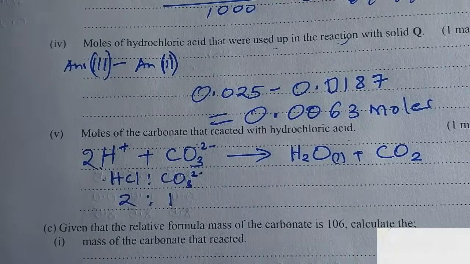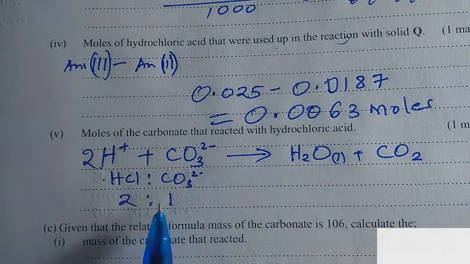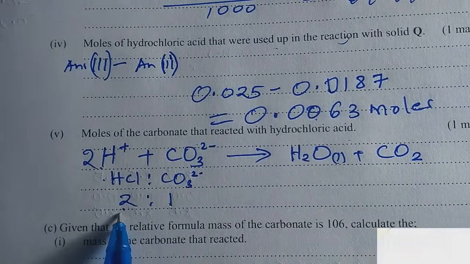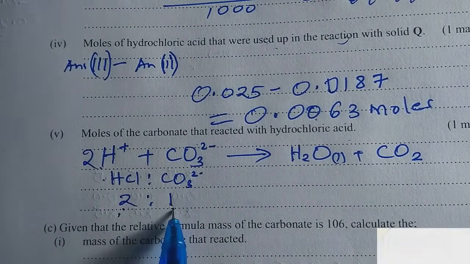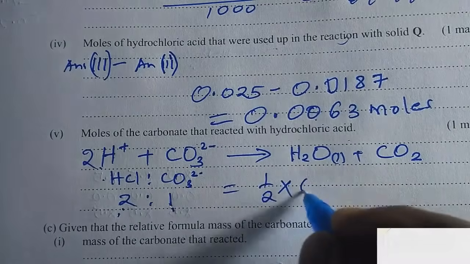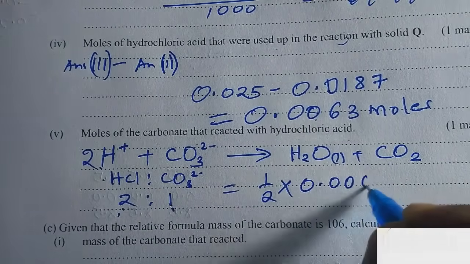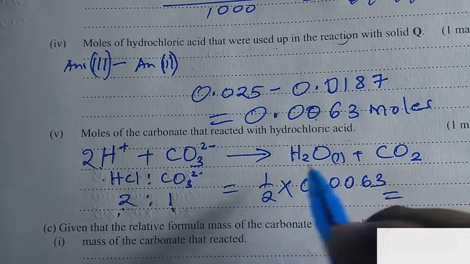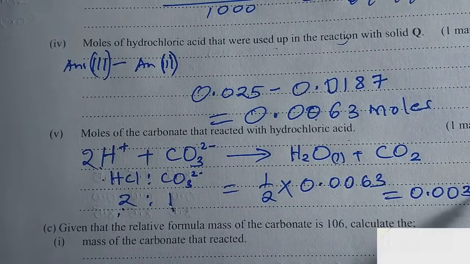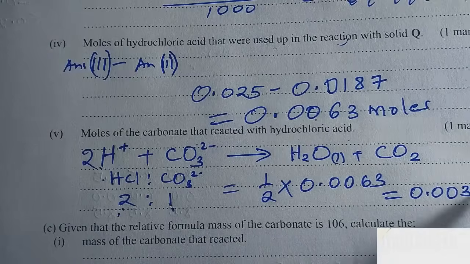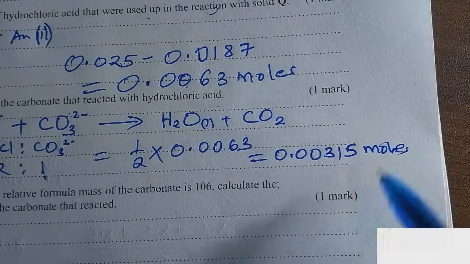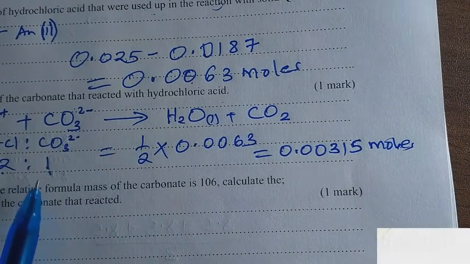Therefore, if the number of moles of the acid is this, which represents 2, what will be the number of moles of 1? It means it is going to be a half. So it is a half times 0.063. So the number of moles of the carbonate is 0.00315. This is the number of moles of the carbonate because it is a half of that of HCl.